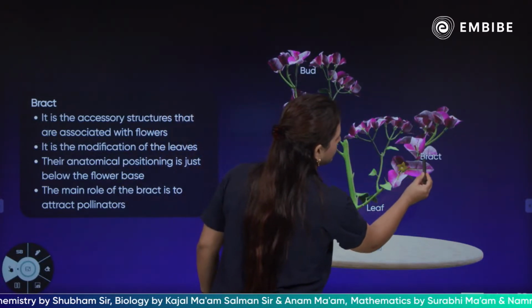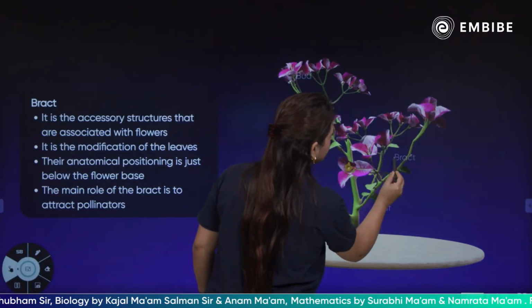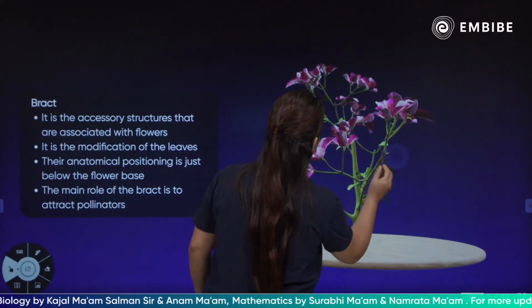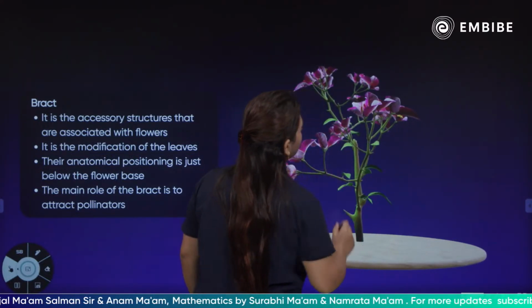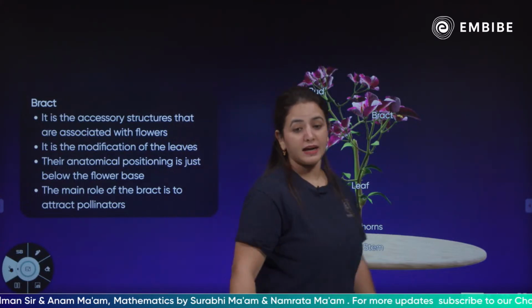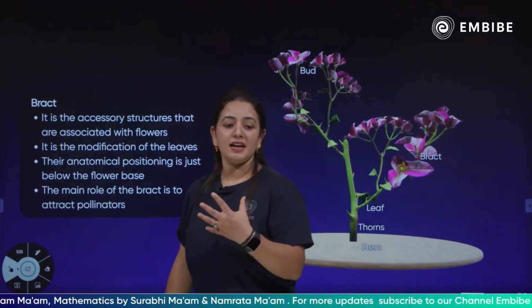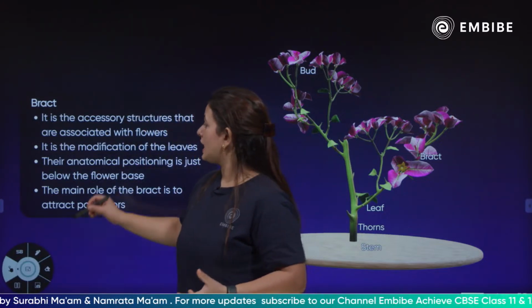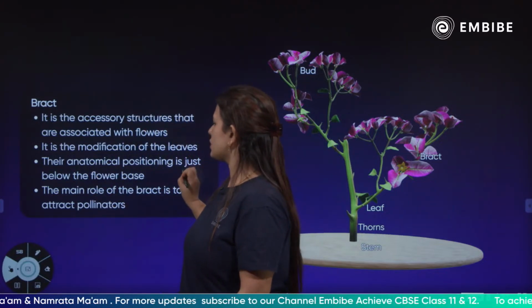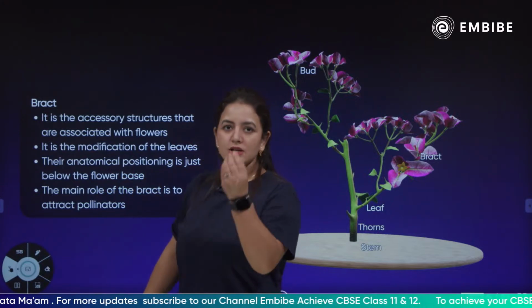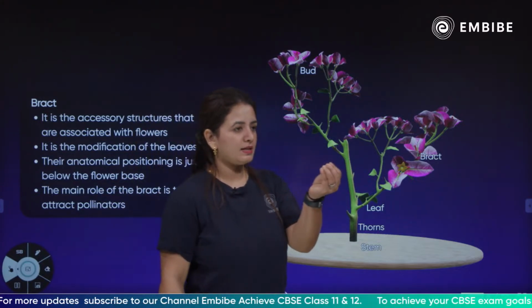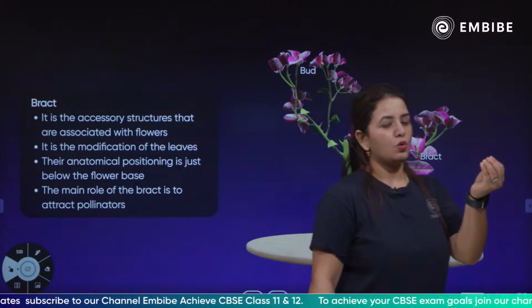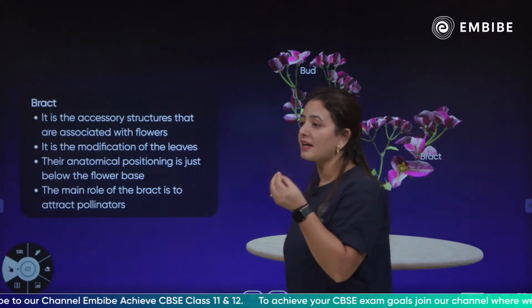This is the bract. This part of the flower is called the bract, and it is a modified leaf. It's a modification of the leaf. The anatomical position is just below the flower base. Just below the flower base, there is a green structure which we call the bract.